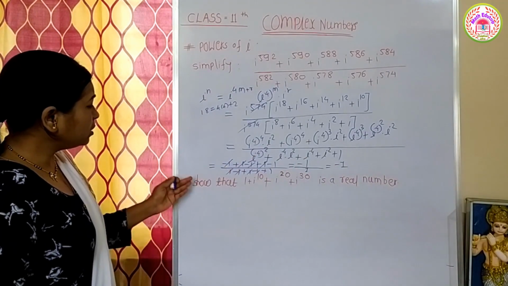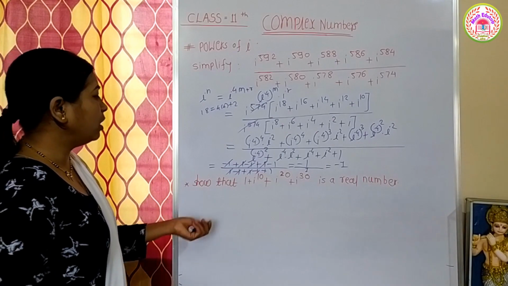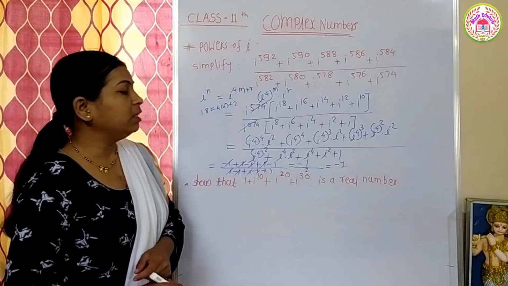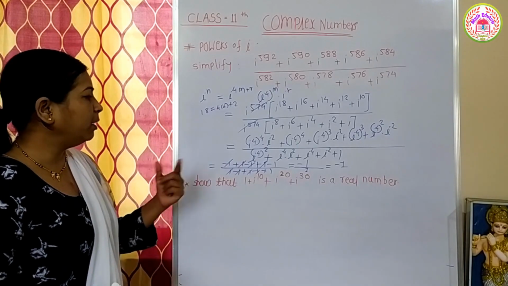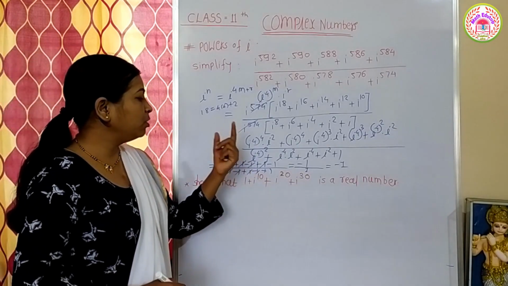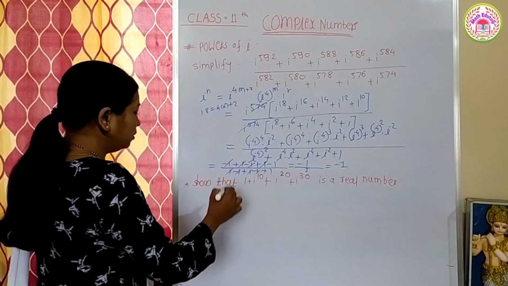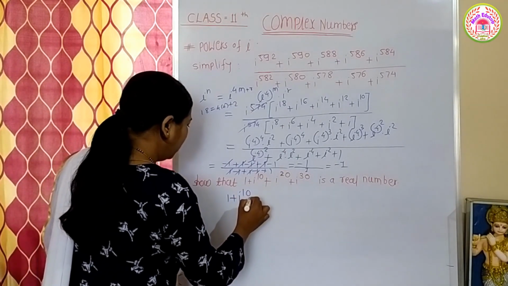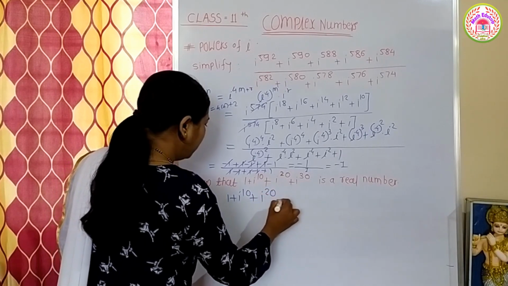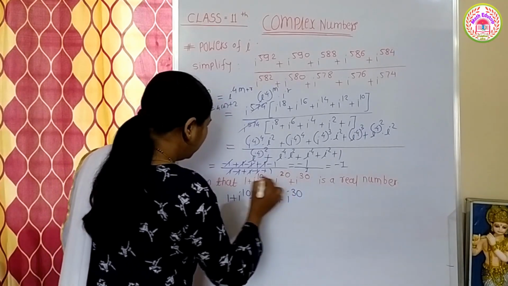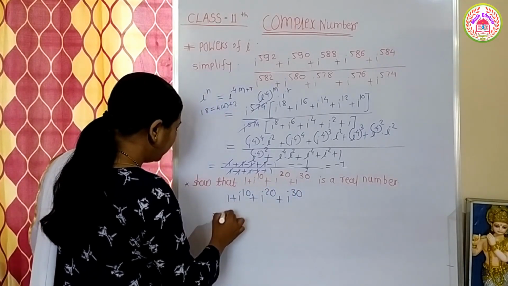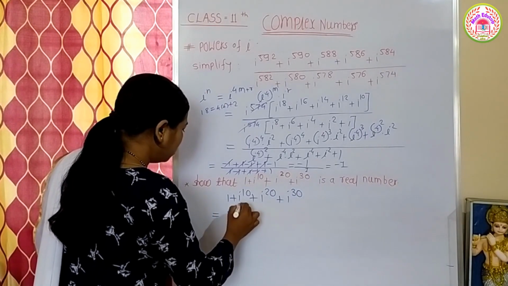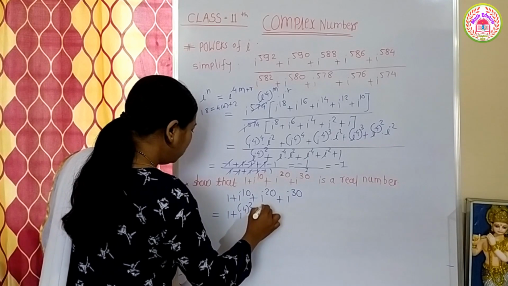Then same thing, the next example: we have to show that 1 plus i raised to power 10 plus i raised to 20 plus i raised to 30 is a real number. Same process we apply. That means divide each i raised to the power by 4. Then what we have is 1 plus i raised to 10 plus i raised to 20 plus i raised to the power 30. Then divide each term by 4. Then what we get as the remainder: 1 plus i raised to 10. How to write? i raised to 4 raised to 2 into i raised to 2 power.